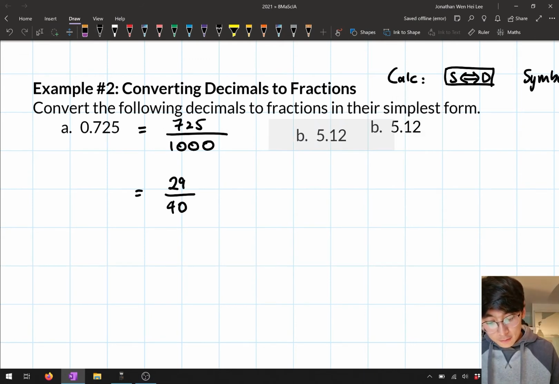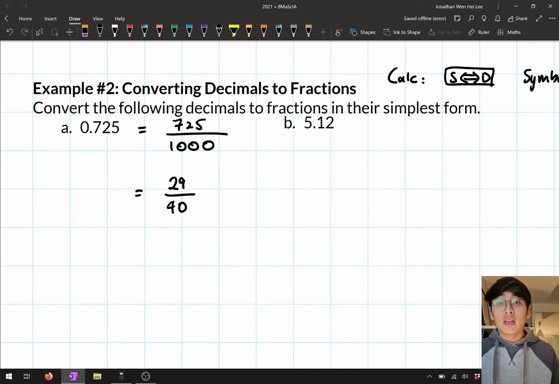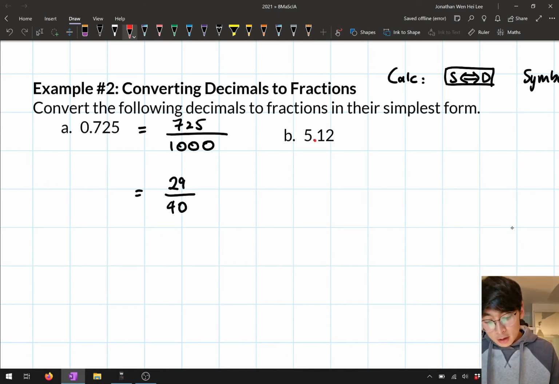I've got B, which is 5.12. Now, first step that we do when we're converting from decimals to fractions is we count up the number of decimal places. So let me actually just go back. I want it further down. I'm going to count up the decimal places. So here, I'm going to go to my decimal point, and I'm going to count from there. I've got 2 decimal places after.